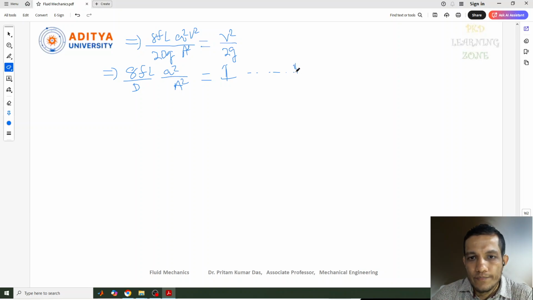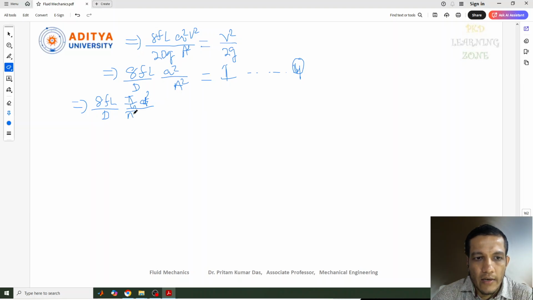Now this small a square by capital A square, just put the value of this area in terms of diameter. So we get 8fl by d, and here we write pi by 4 small d square, because it is the area of the nozzle. Here also, similarly, pi by 4.